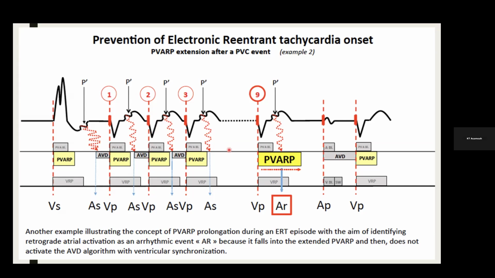Now, at this point, the PVARP is in place. So the atrium picked up the retrograde P wave all right, but because it occurred within the PVARP, the atrial lead has been told it's within PVARP, do nothing, just look at it and keep quiet. So then it just observes and moves on till the next pacer spike as it's supposed to. So this is the importance of the PVARP.